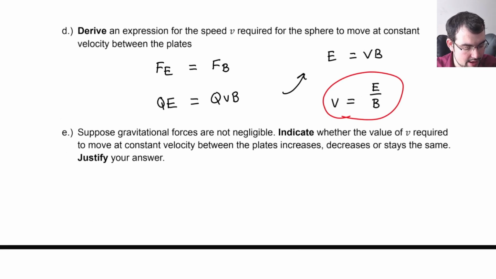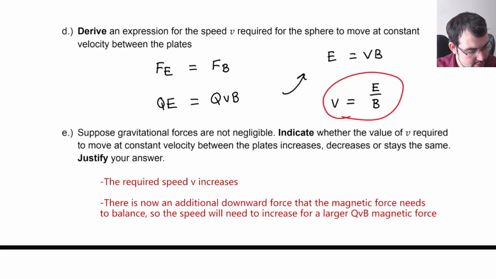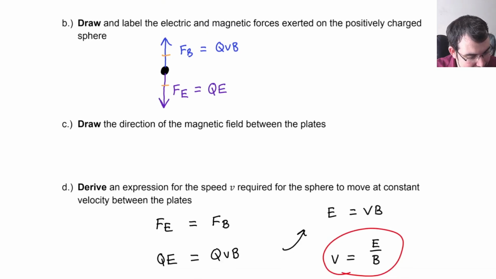Now here's an interesting little addition at the end. Suppose gravitational forces are not negligible. Indicate whether the value of v required to move at constant velocity increases, decreases, or stays the same. So what would it mean if we can't ignore gravity? Well, if we can't ignore gravity, we're going to increase the speed required because now there is an additional downward force added on my sphere.